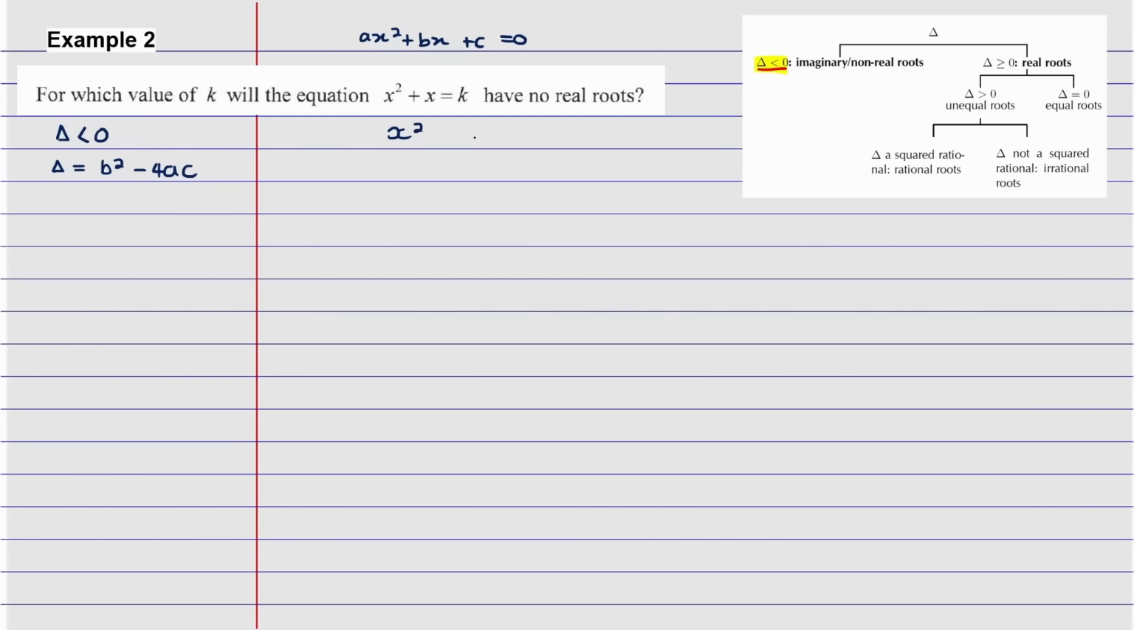So it's going to be x squared plus x, take the k to the other side, so it's going to be minus k equals 0, right? So here a is going to be equal to 1, b is going to be equal to 1, and c is going to be equal to negative k.